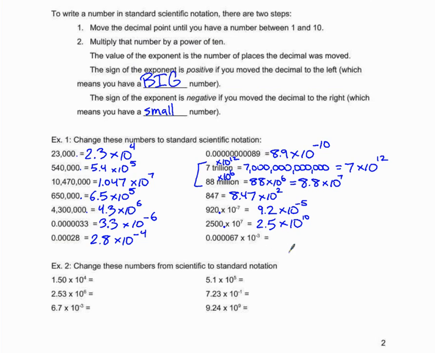And our last one, 6.7, is my number between 1 and 10, times 10, and now we have to figure out the exponent. So we're going to move it to the right, which means that our exponent is getting more negative. So here we're at negative 3, negative 4, negative 5, negative 6, negative 7, negative 8. So we are at 6.7 times 10 to the negative 8th power.